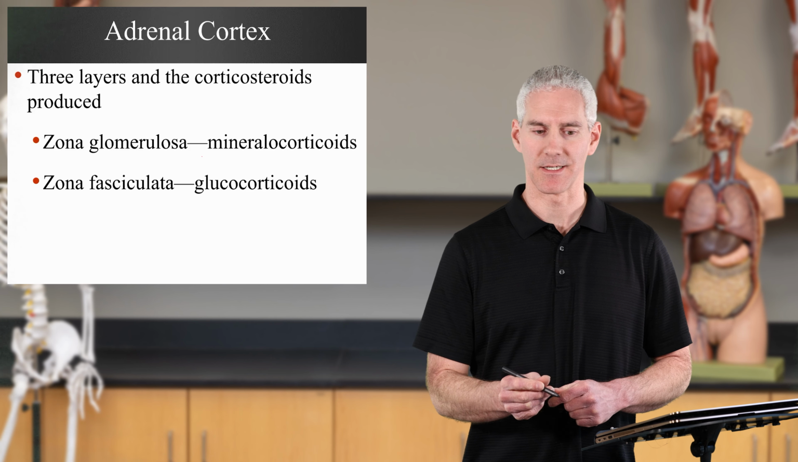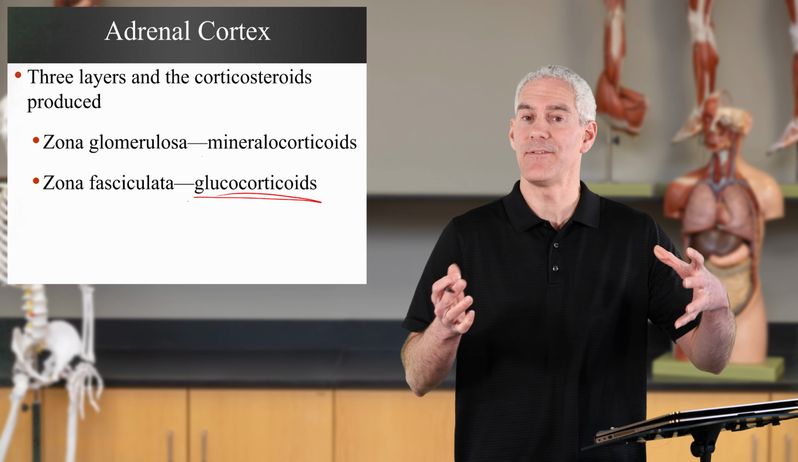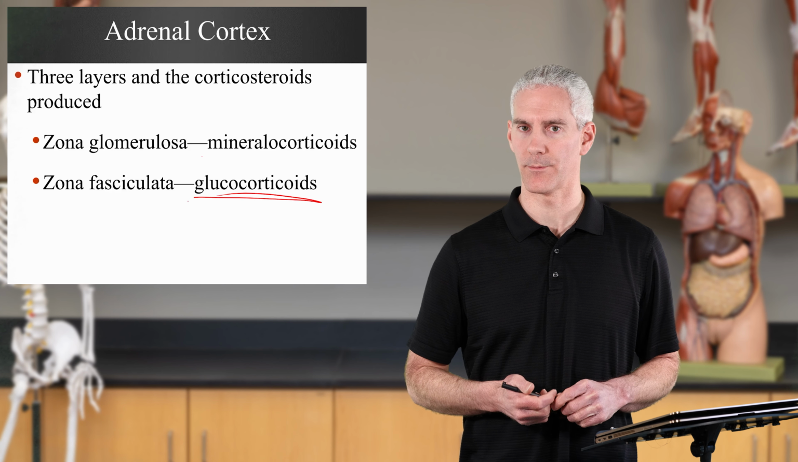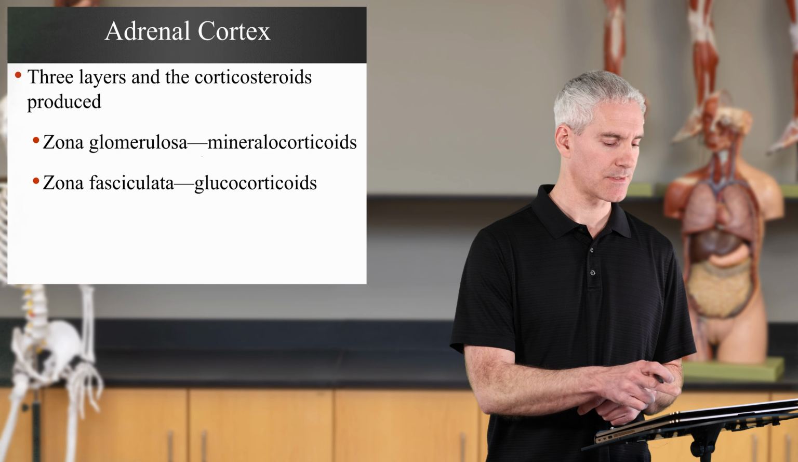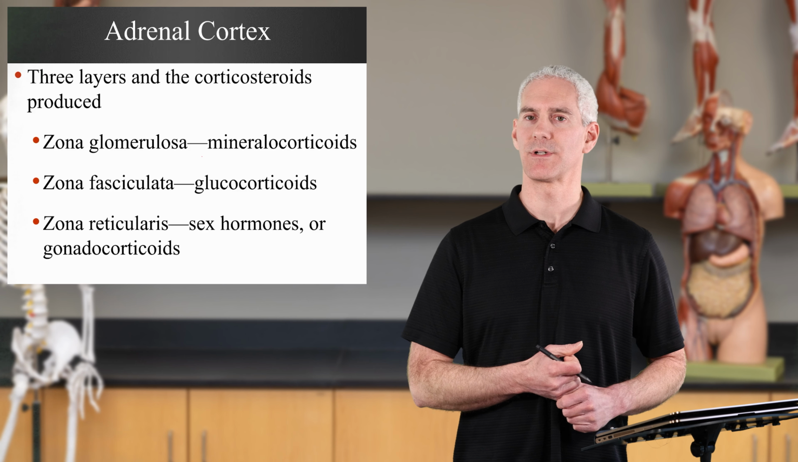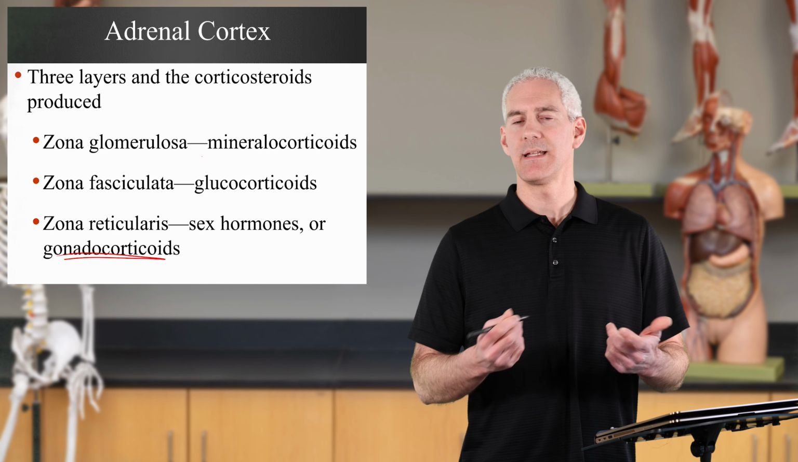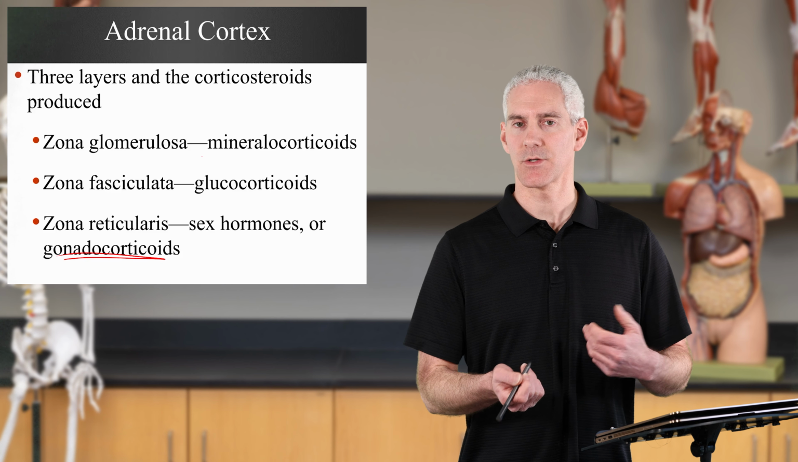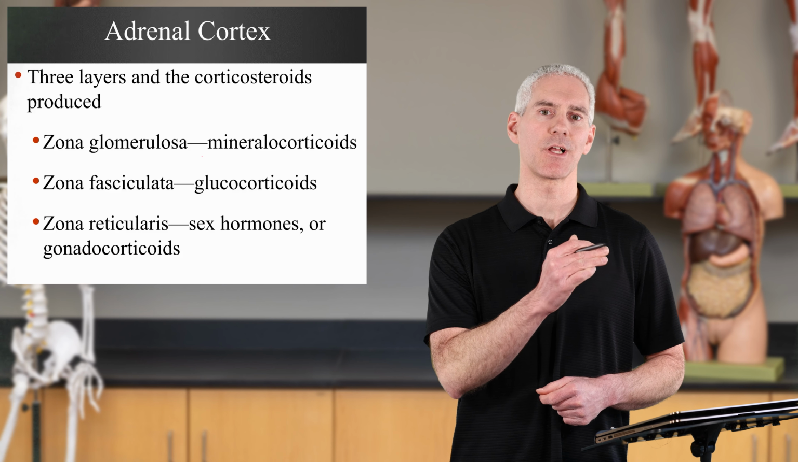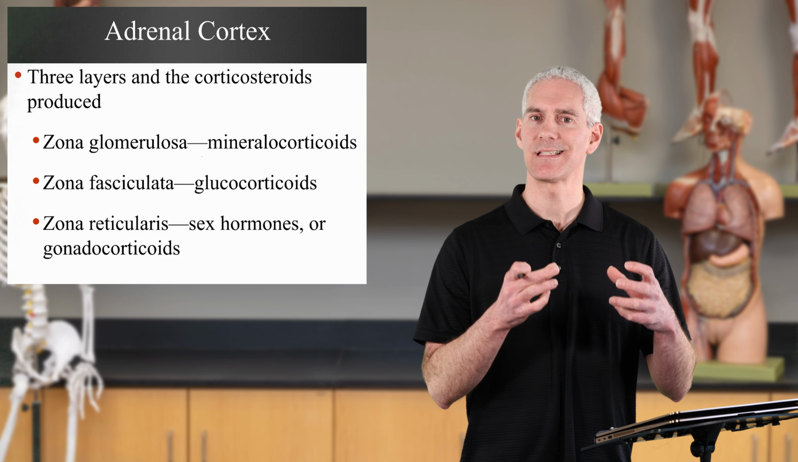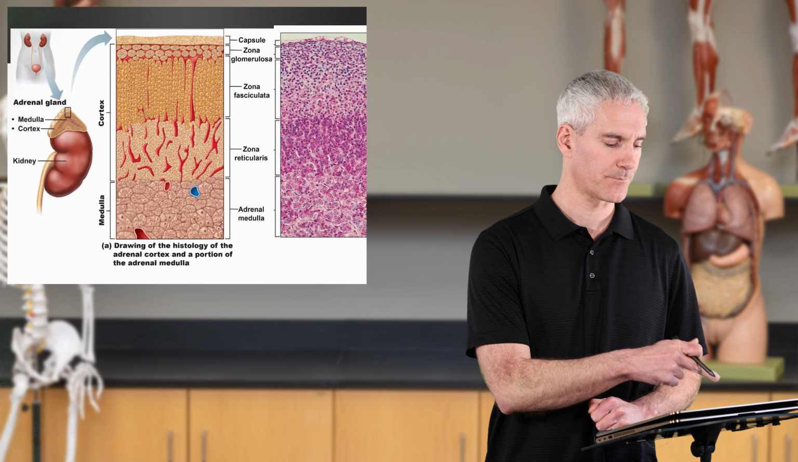Zona fasciculata, that's producing the glucocorticoids. Again, a family or a group of hormones. And the last of the 3 layers is known as the zona reticularis, the gonadocorticoids. The gonadocorticoids, also known as the sex hormones. Each layer has its own distinct family or grouping of hormones that it's producing.